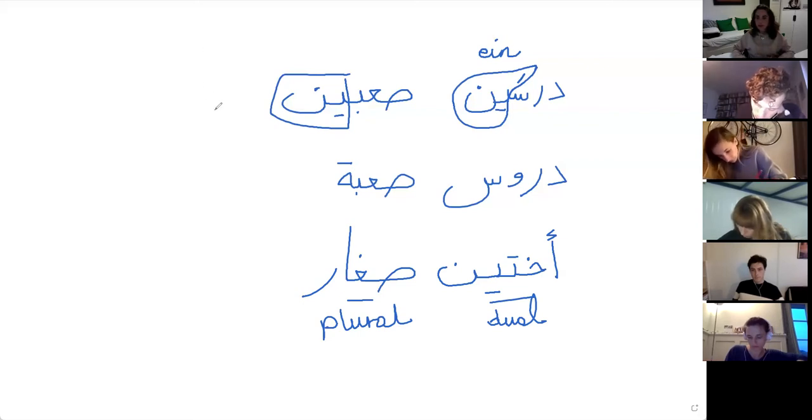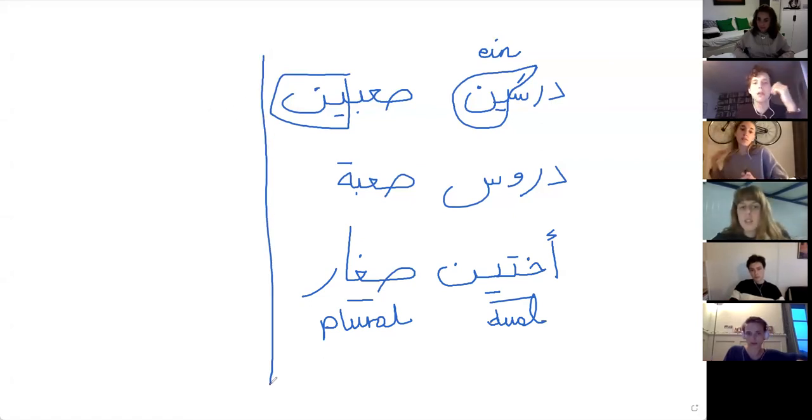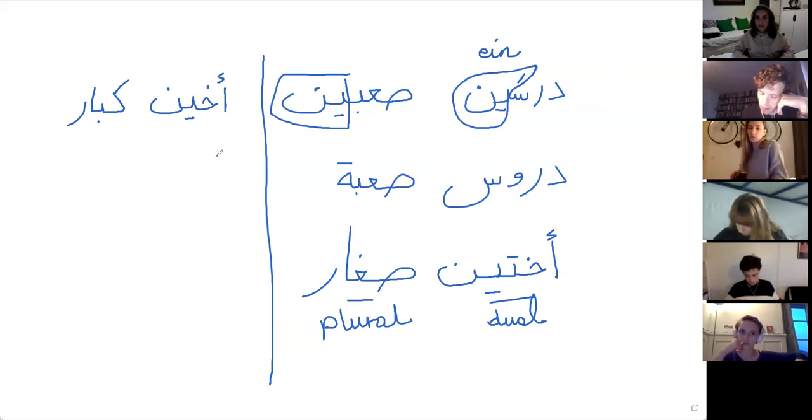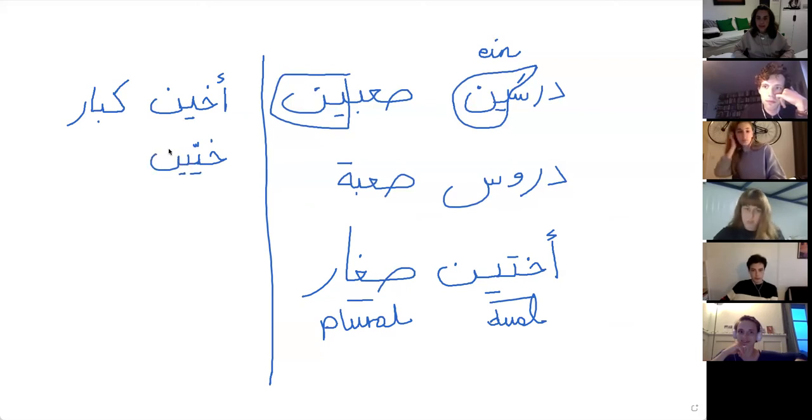I have two older brothers. عندي أخوين كبار. أخين. You don't do the waw in the dual, by the way. So أخين. What was the adjective? كبار. عندي أخين كبار. In Lebanese خيين. عندي خيين صغار كبار.